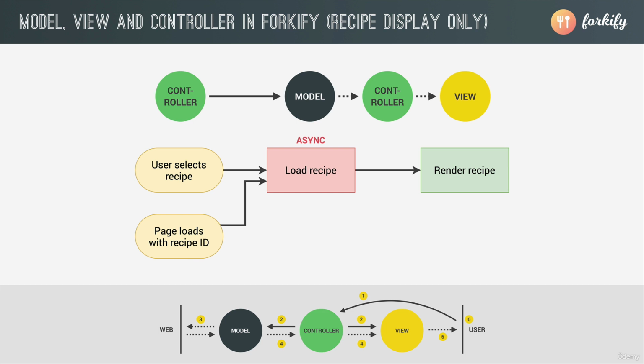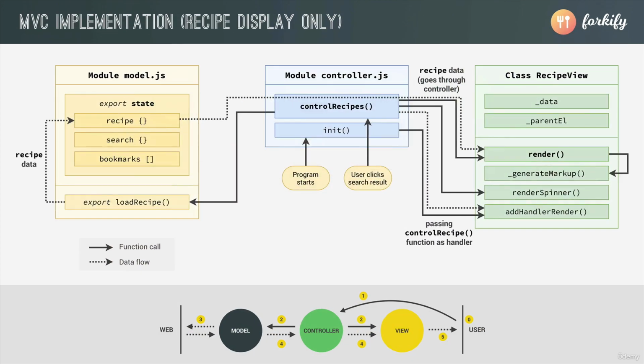But this is still quite abstract because remember, the flowchart is simply what we will implement, not how we will do that. And so let's go even deeper and actually take a look at a detailed implementation diagram of our MVC architecture. And again, this is only about loading and rendering a recipe. And let's start by noticing how both the model and the controller are implemented in a module, while the recipe view is actually a class.